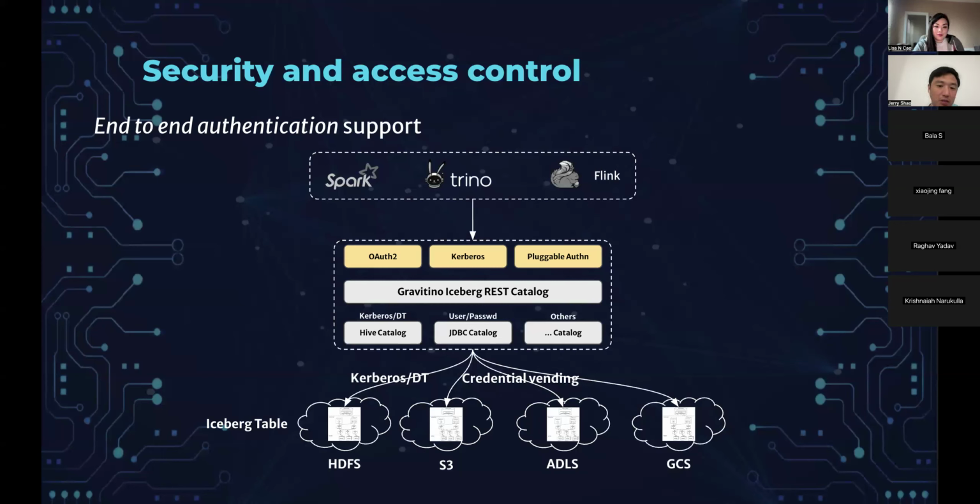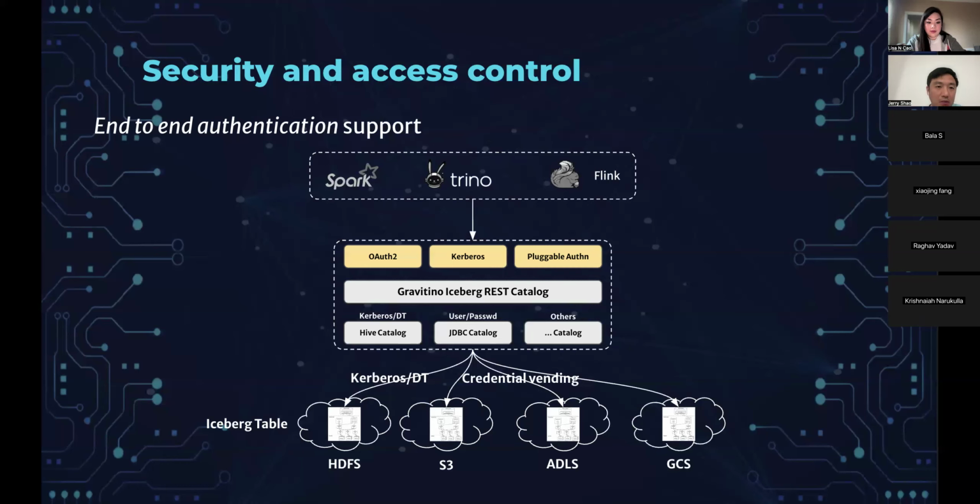backends. For example, for Hive, we can support Kerberos and delegation token with user impersonation. And for JDBC catalog, we support user and password. For different catalogs, we can support different authentication tools and methods. Also, when we access the actual data, we support authentication to the file systems or storage. For example, if your table is on HDFS, we support Kerberos and delegation tokens.